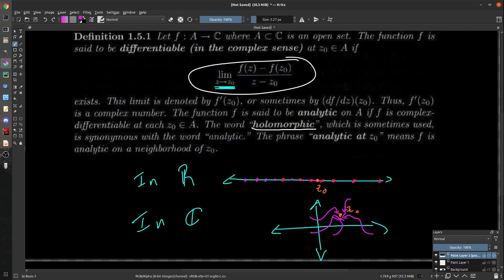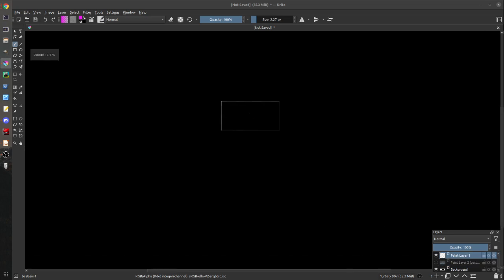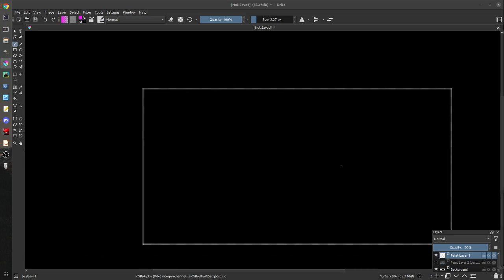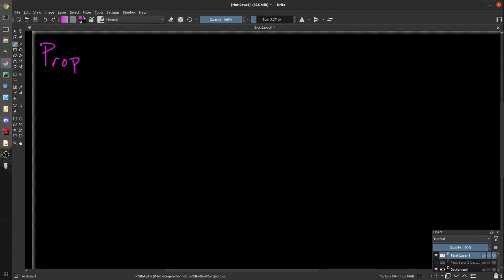But anyways, there are a number of theorems that are worth discussing. I will summarize them very quickly. So proposition 1.5.2.